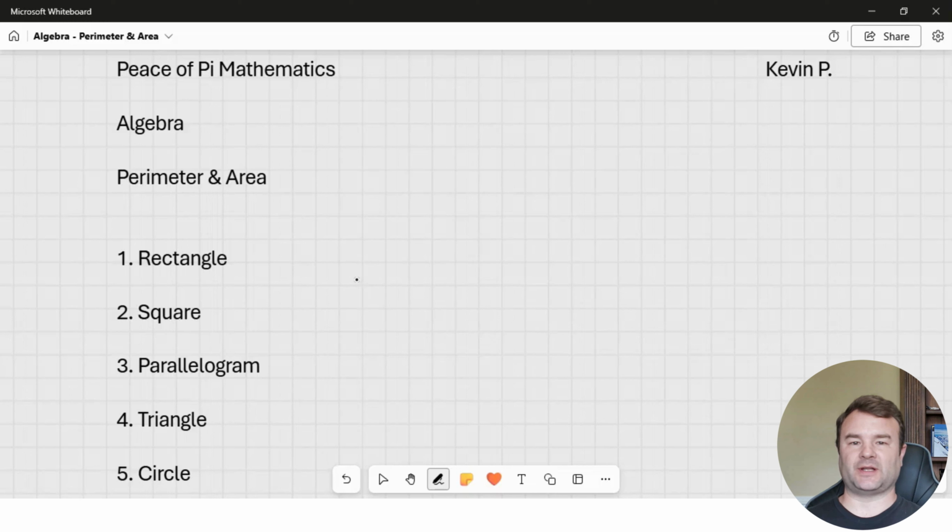Today's lesson covers a concept from algebra and geometry called perimeter and area. First, we'll define what perimeter and area are, a few other concepts to help us, and then we'll apply the definitions of perimeter and area to the following shapes below: rectangle, square, parallelogram, triangle, and circle. So let's go ahead and get started with defining what those vocabulary words are.